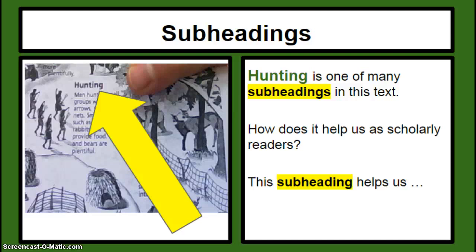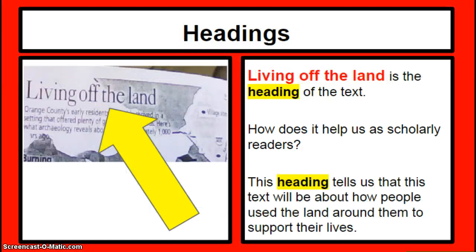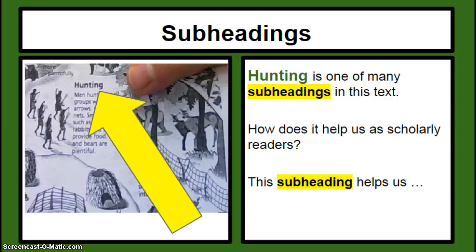Okay, I hope you found some. Alright, so how does this subheading, hunting, help us as scholarly readers? Here's a little sentence frame to get you started as you speak with your partner about this. This subheading, hunting, helps us... talk to your neighbor about that. Okay, so our first two slides were about headings and then subheadings. Let's move on to our next text feature.